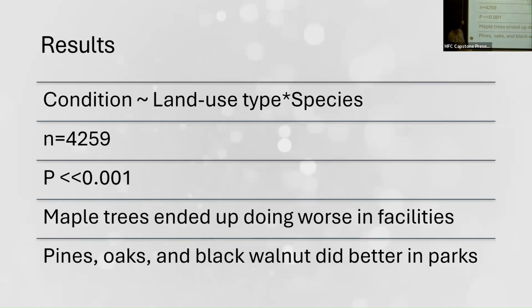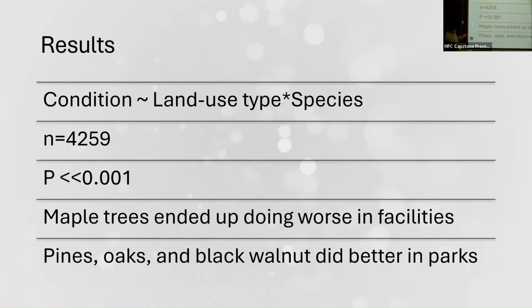Now, looking at the land use species interaction, I had to filter my data set once again and decrease the total sample size because, since it's an interaction, I wanted to only include species with the bigger data set, so more than 30 individuals per species. That was the cutoff point I used. And these results were also statistically significant.